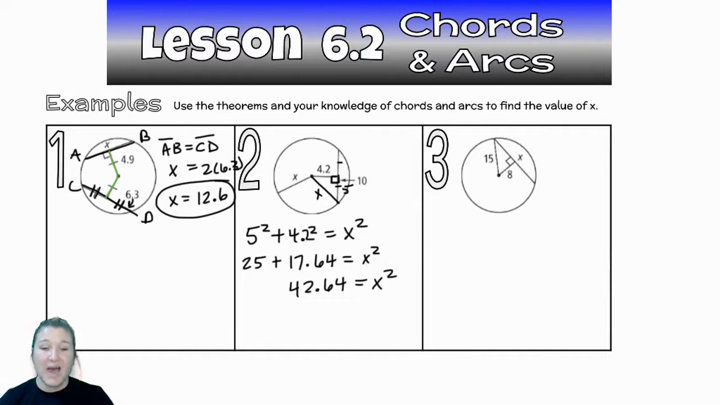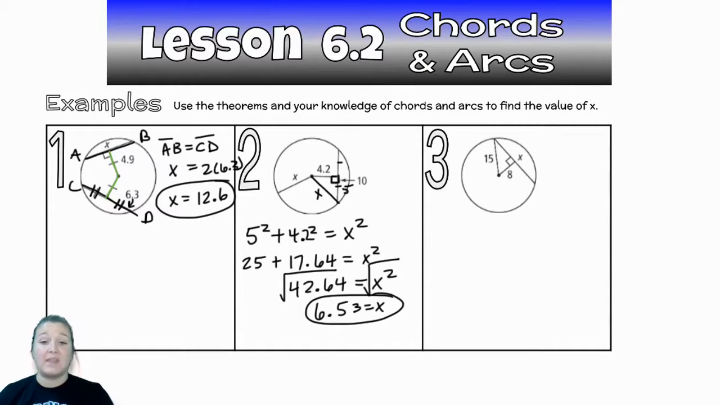And remember, the last step to get X by itself here is to take the square root. And I get 6.53 equals X. So remember that has to be the hypotenuse because it is across from the right angle, and it is longer than any of the other two sides. So that's a little check there.